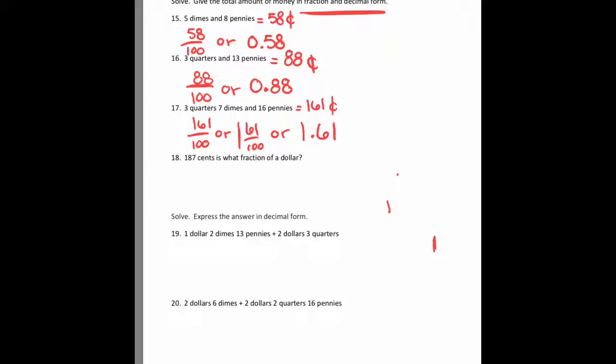Okay, I'm going to erase all this work to the side because it's in the way. And now let's look at number 18. It says 187 cents is what fraction of a dollar? Well, it's 187 hundredths, but that's a fraction greater than 1. So if I turn it into a mixed number, that would be 1 and 87 hundredths, which is $1.87, which would be 1.87.